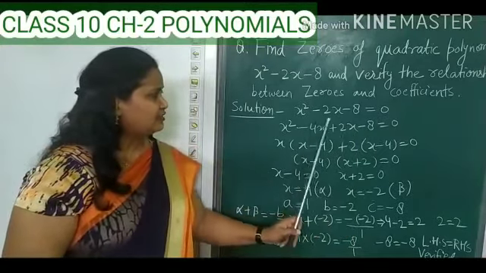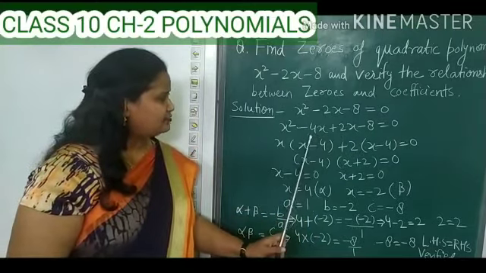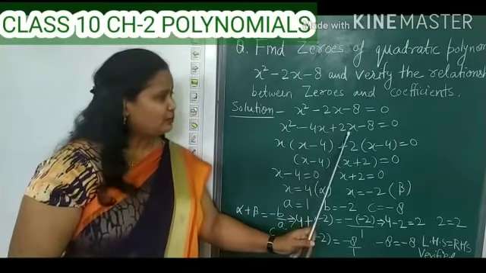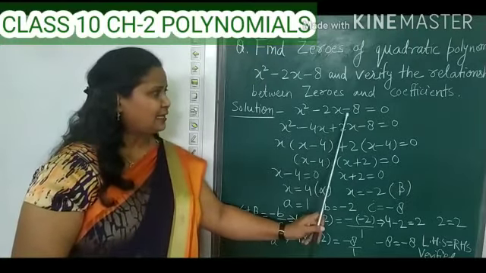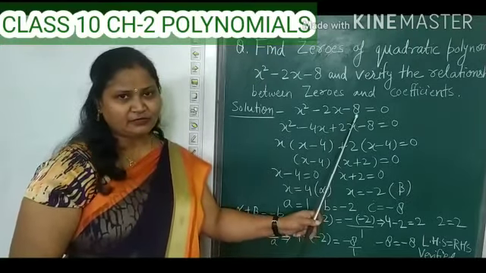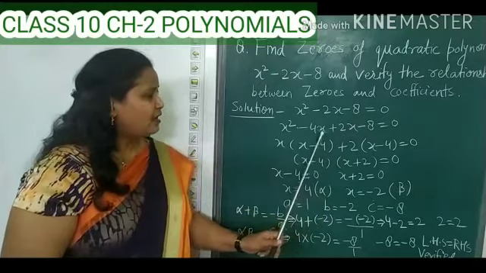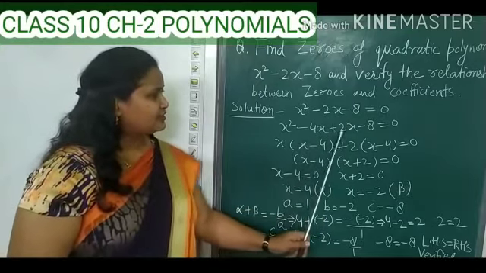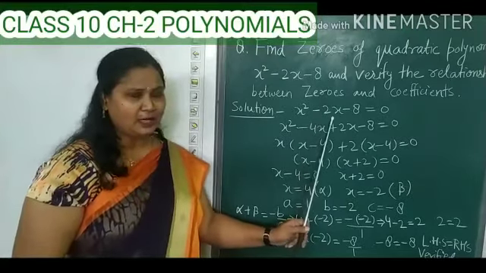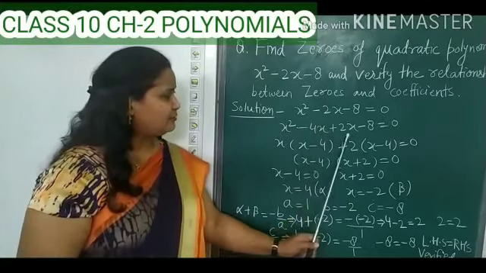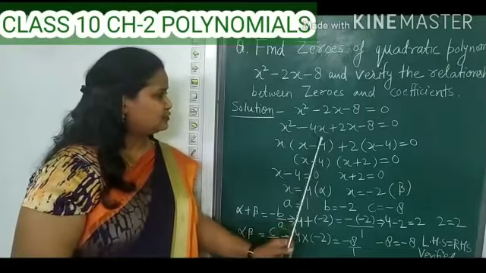So here this minus 2x I have written as minus 4x plus 2x because when I multiply minus 4 and 2 I will get minus 8, that is equal to the constant term, and when I add minus 4x and 2x I will get minus 2x, that is equal to the middle term. So these are our required split terms of minus 2x.